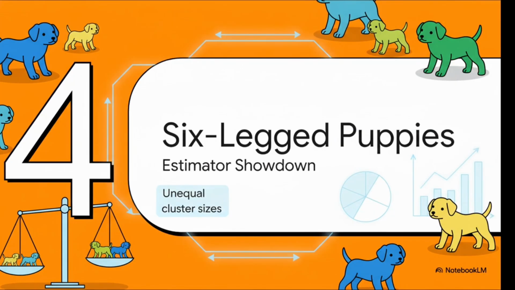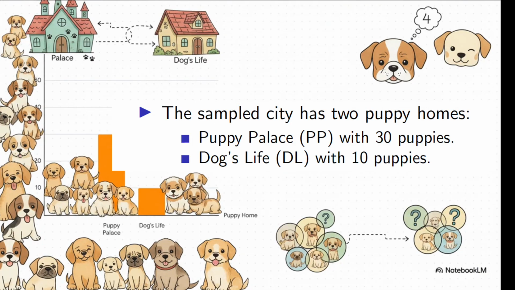All right, enough with the abstract formulas. Let's make this real. We're going to have a little showdown, a head-to-head competition, to see just how dramatically different these two estimators can be when your cluster sizes are all over the map. So imagine this little town. It's got 2 puppy homes. First, you have the Puppy Palace, a big place with 30 puppies. Then there's Dog's Life, a much smaller rescue with just 10 puppies.